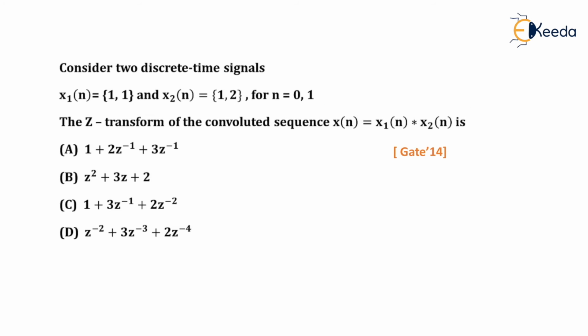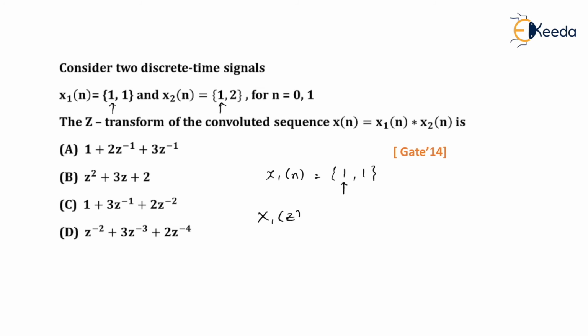The next question: x1 of n and x2 of n are given for n equal to 0 and n equal to 1. Naturally, the arrow marks would be present here. Find the z transform for the convolved sequence x1 of n convolved with x2 of n. So x1 of n is given, which is 1 comma 1.